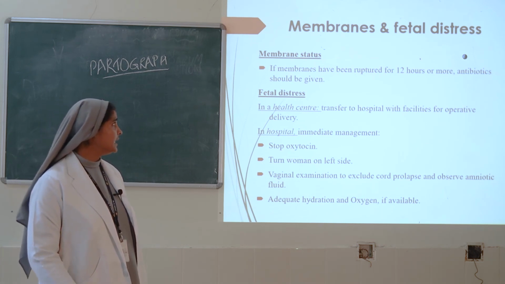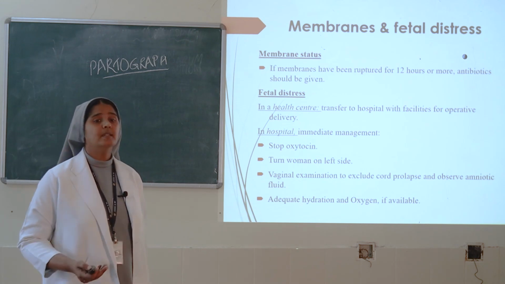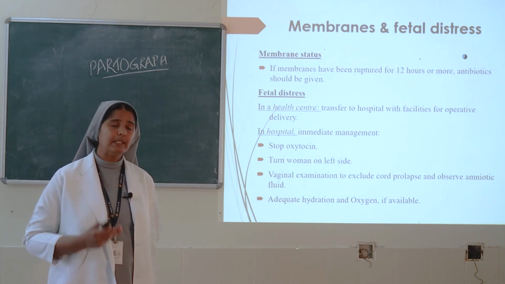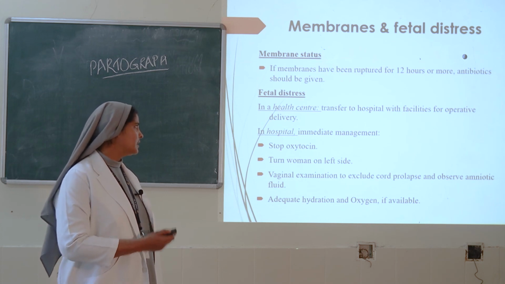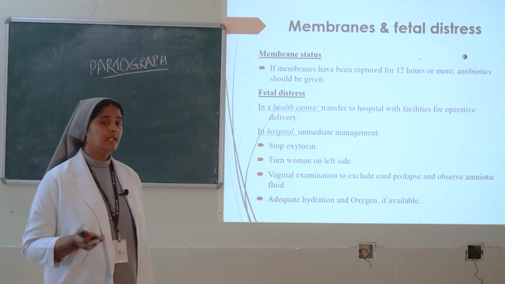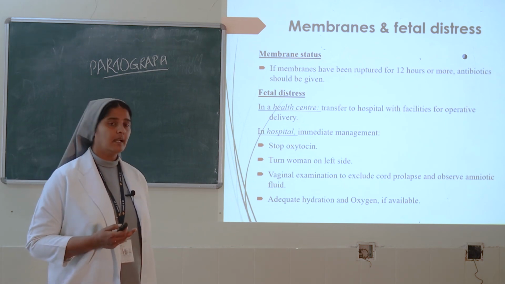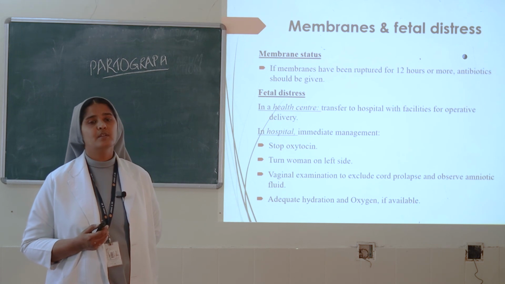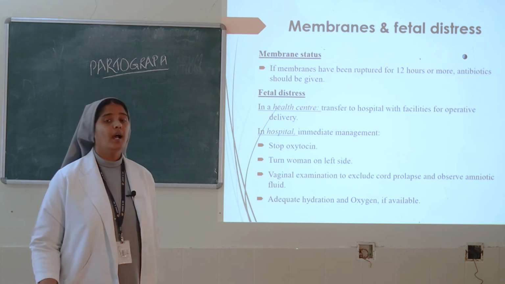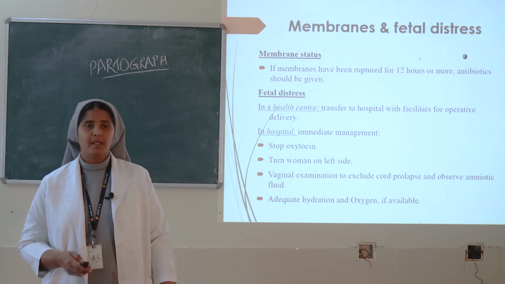Then if there is fetal distress, if the mother is in the primary health care center, transfer the mother to the hospital, or if the mother is in the hospital, this is the management we can do. First we can stop the oxytocin, then we can ask the mother to turn left side, then identify whether there is any history of cord prolapse, and also adequate hydration can be done. This is how we can manage the mother.